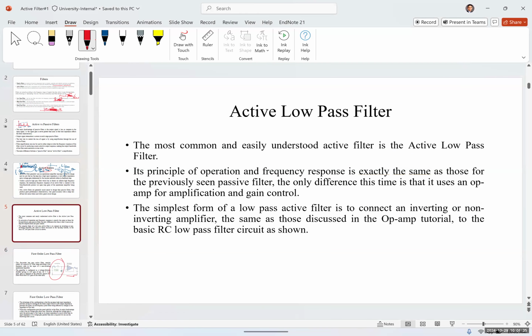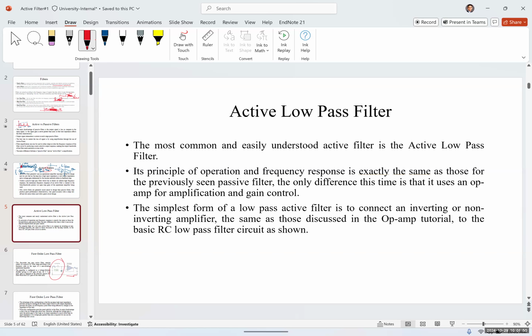The most common and easily understood active filter is the active low pass filter. Its principles, operations, and frequency response are exactly the same as those of the passive filters seen previously. The only difference is that it uses an op amp for amplification and gain control.